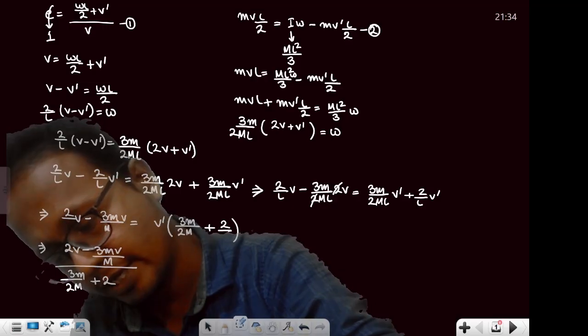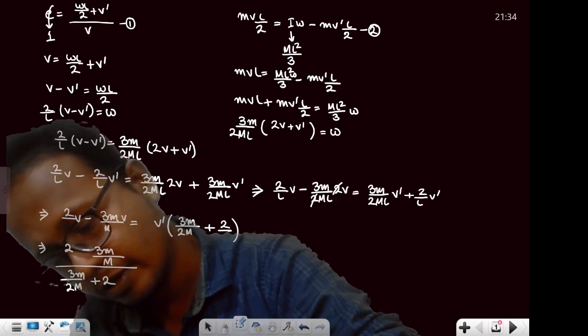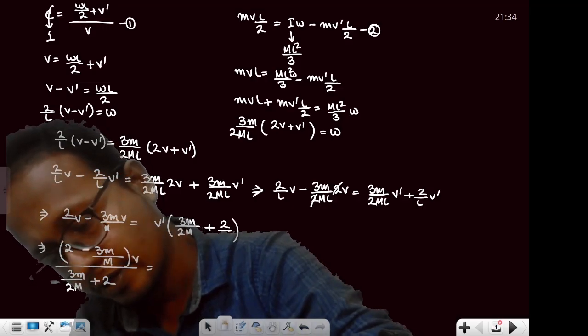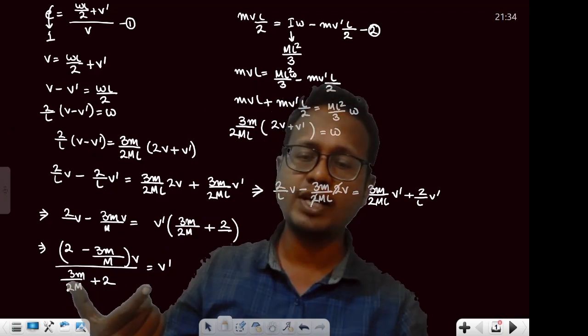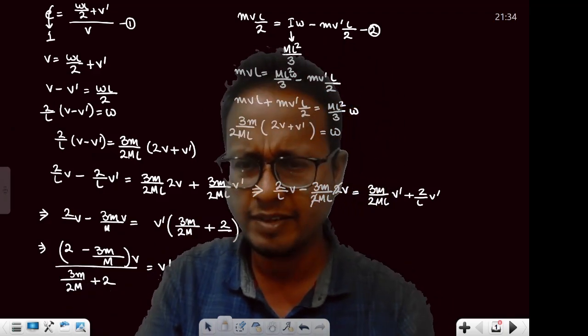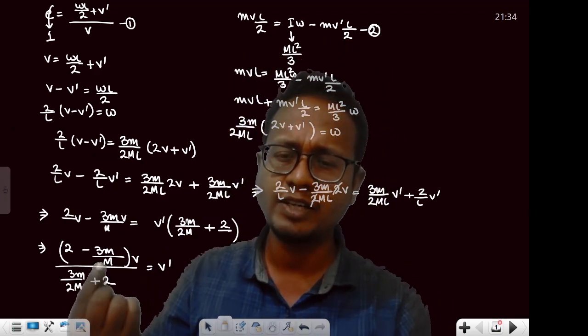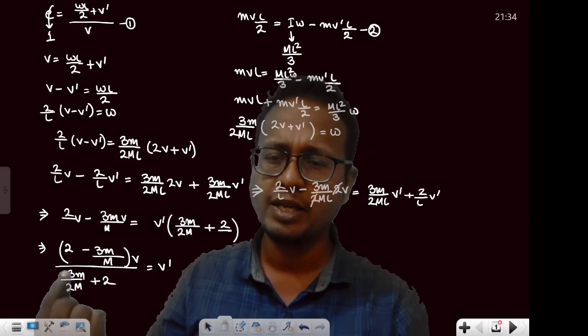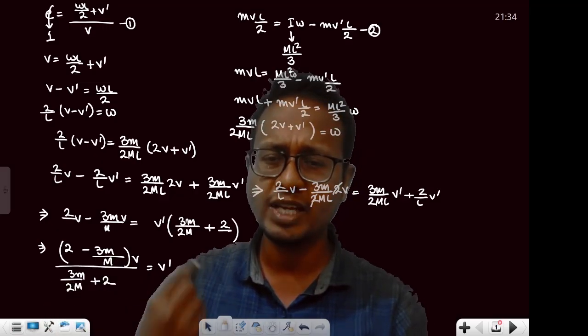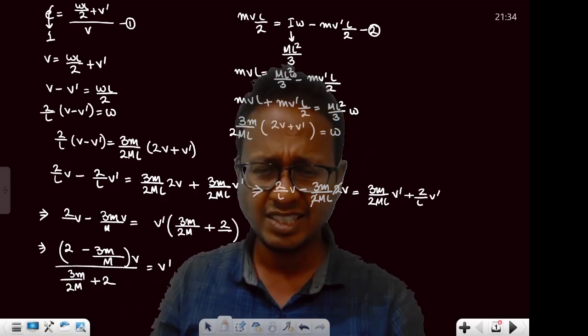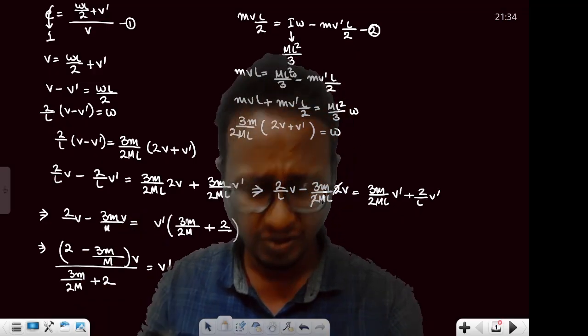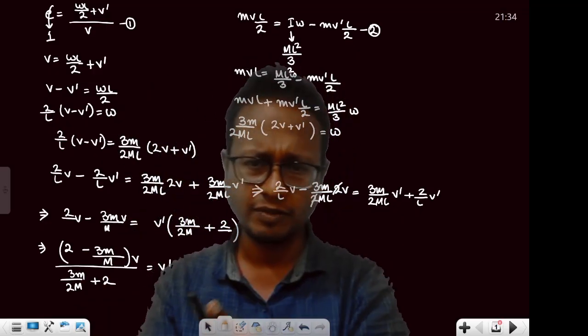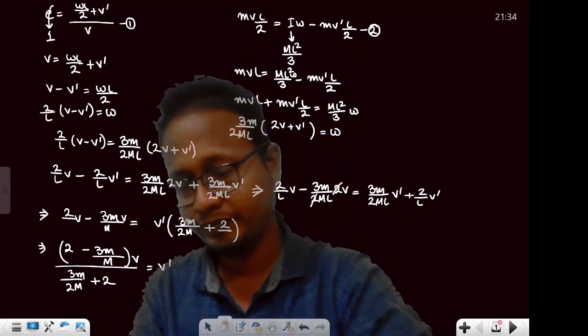Okay, and if I take this v common, what will happen? It is equal to v dash. So if you simplify this, you will get your answer. Okay, fair and fine. I'm not further simplifying it. It will be nothing but 2M minus 3 small m, and the denominator will be 3m plus 4 capital M, and M and M will get cancelled from the denominator. You understood this? Okay. So this is the first part of the question. Calculate the value of v dash.